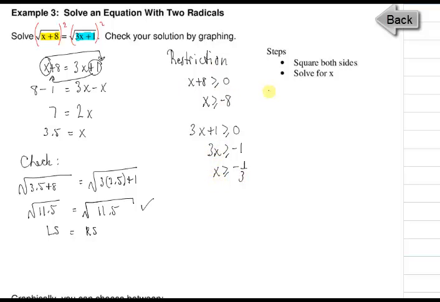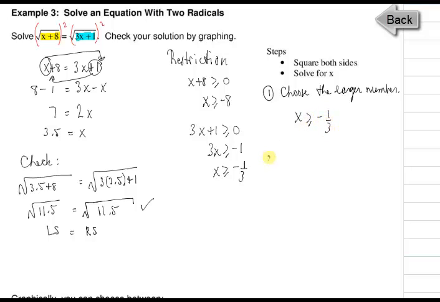There's a couple of ways that you can determine what your restriction is going to be. The first way is to choose the larger number. So negative 1/3 is larger than negative 8, and so we say that our restriction is that x is greater than or equal to negative 1/3.